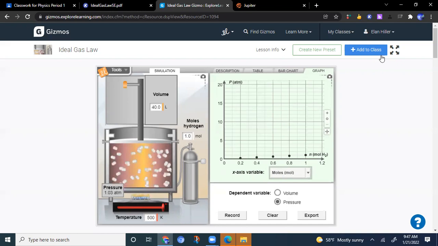Volume's kind of an indirect thing. Yeah, you're adding volume, but as I add more gas to it, the number of collisions increases, and I'm increasing the pressure. And if the container is flexible enough, it's going to get bigger.